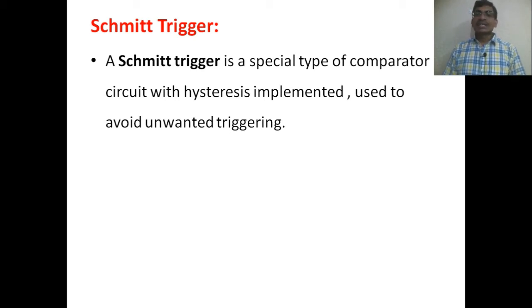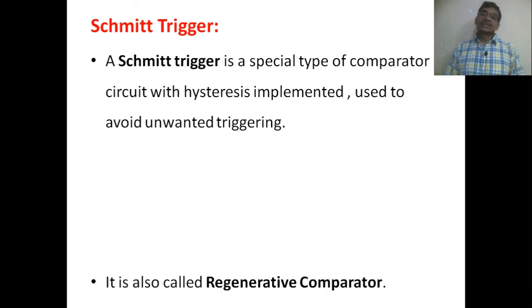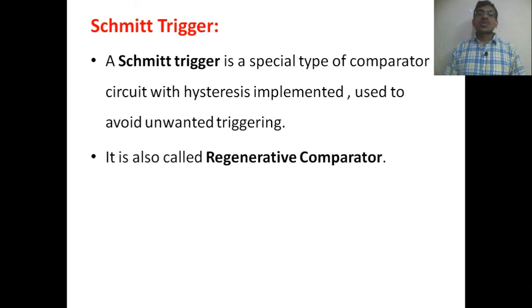A Schmitt trigger is also a comparator, but it is a special type of comparator, which has the hysteresis implemented. We will get to know what hysteresis is next. So the Schmitt trigger is a special type of comparator circuit. It is also called a regenerative comparator. It is one of the important names.